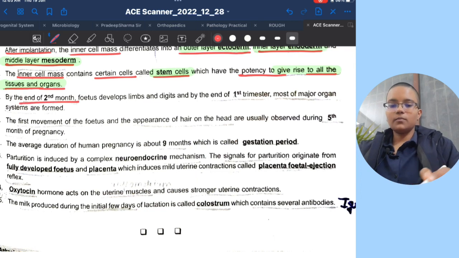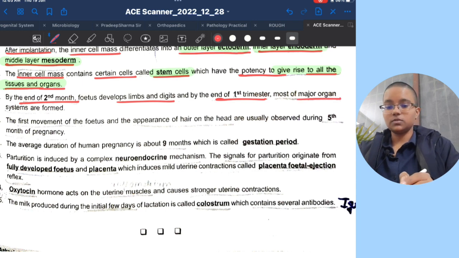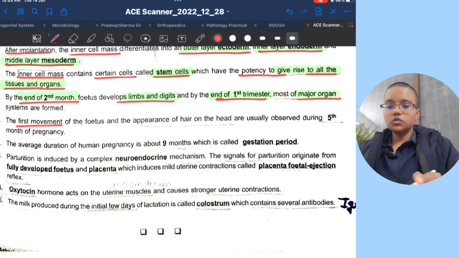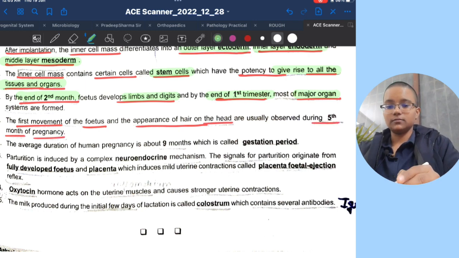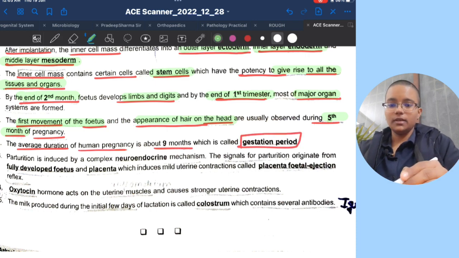By the end of the second month, the fetus develops limbs and digits, and by the end of the first trimester, most of the major organ systems are formed. The first movement of the fetus and appearance of hair on the head are usually observed during the 5th month of pregnancy. The average duration of human pregnancy is about 9 months, which is called the gestation period.